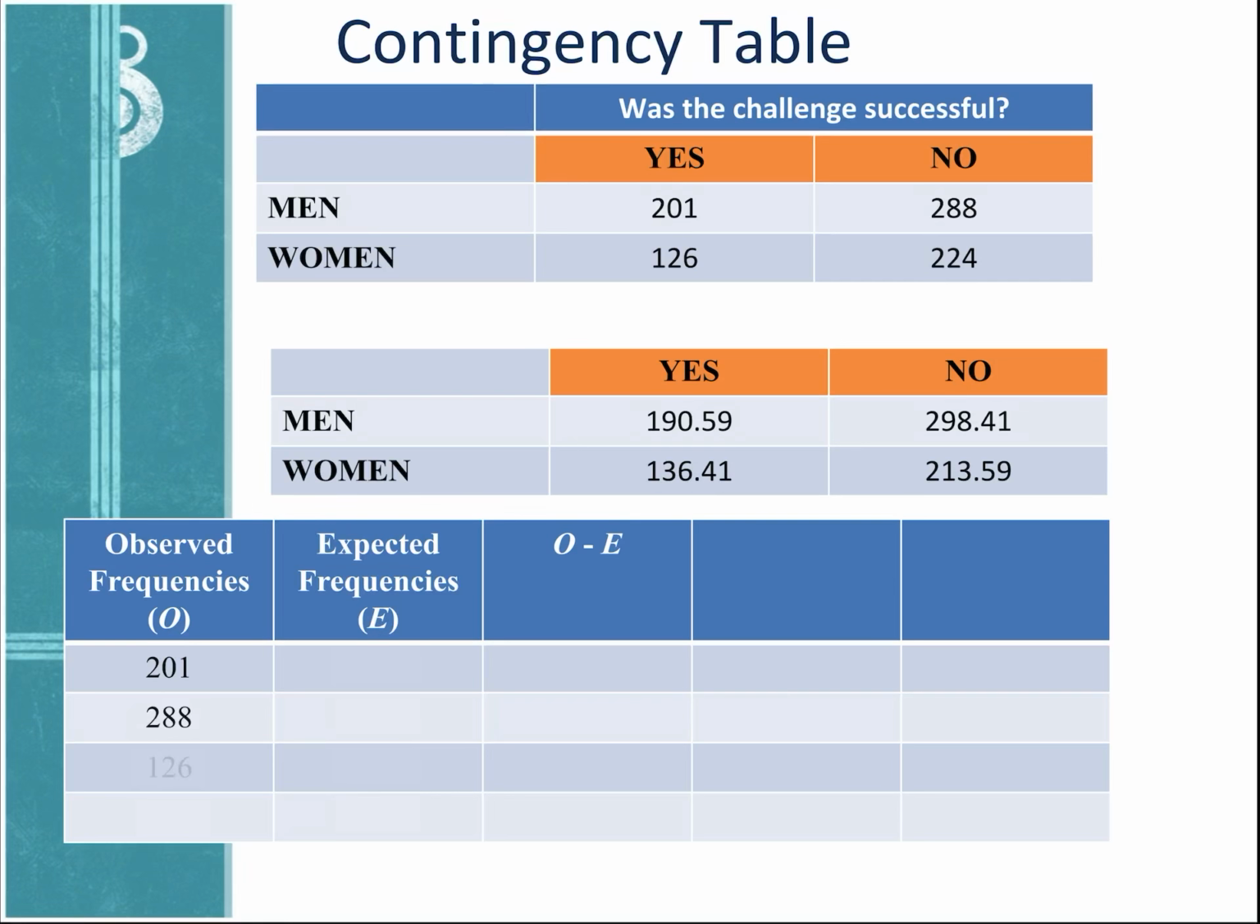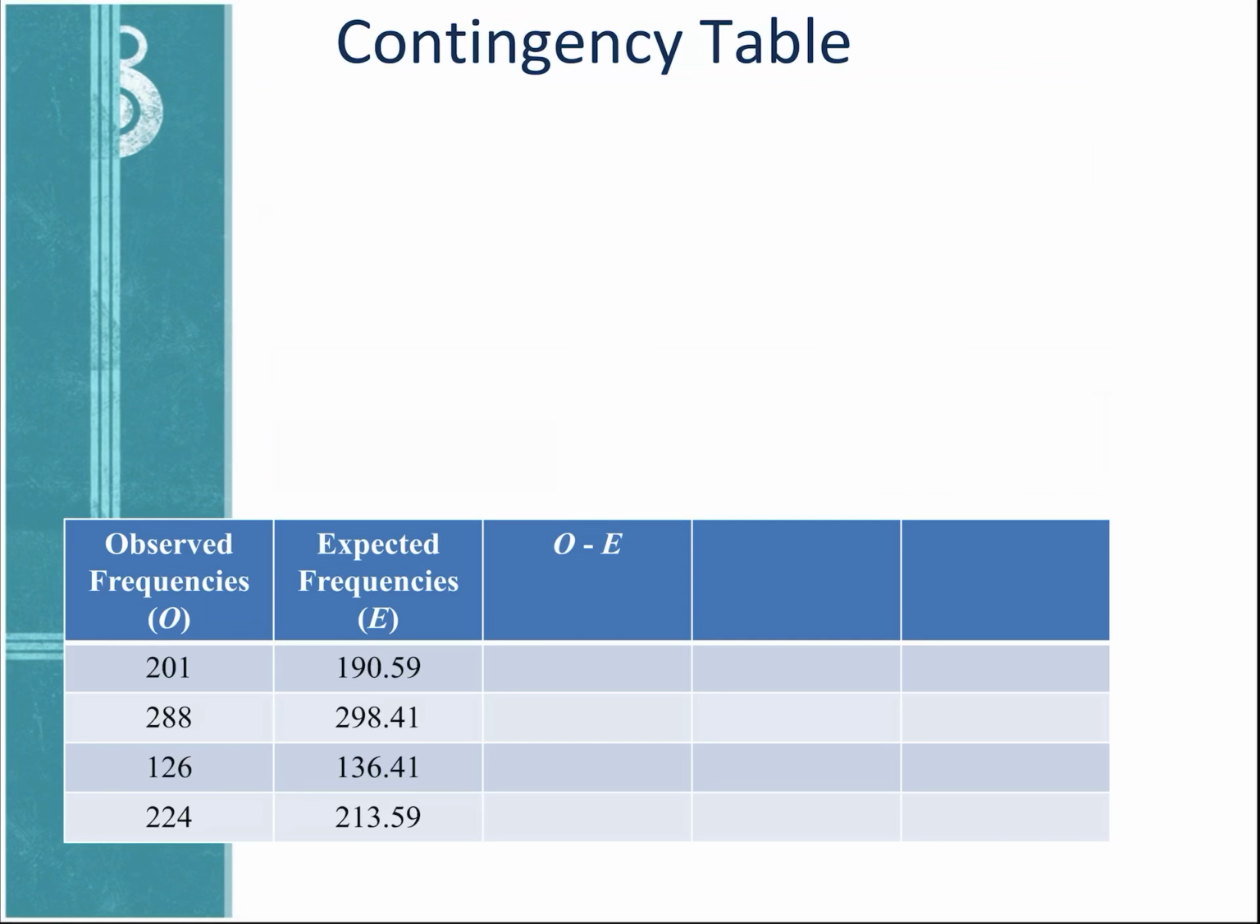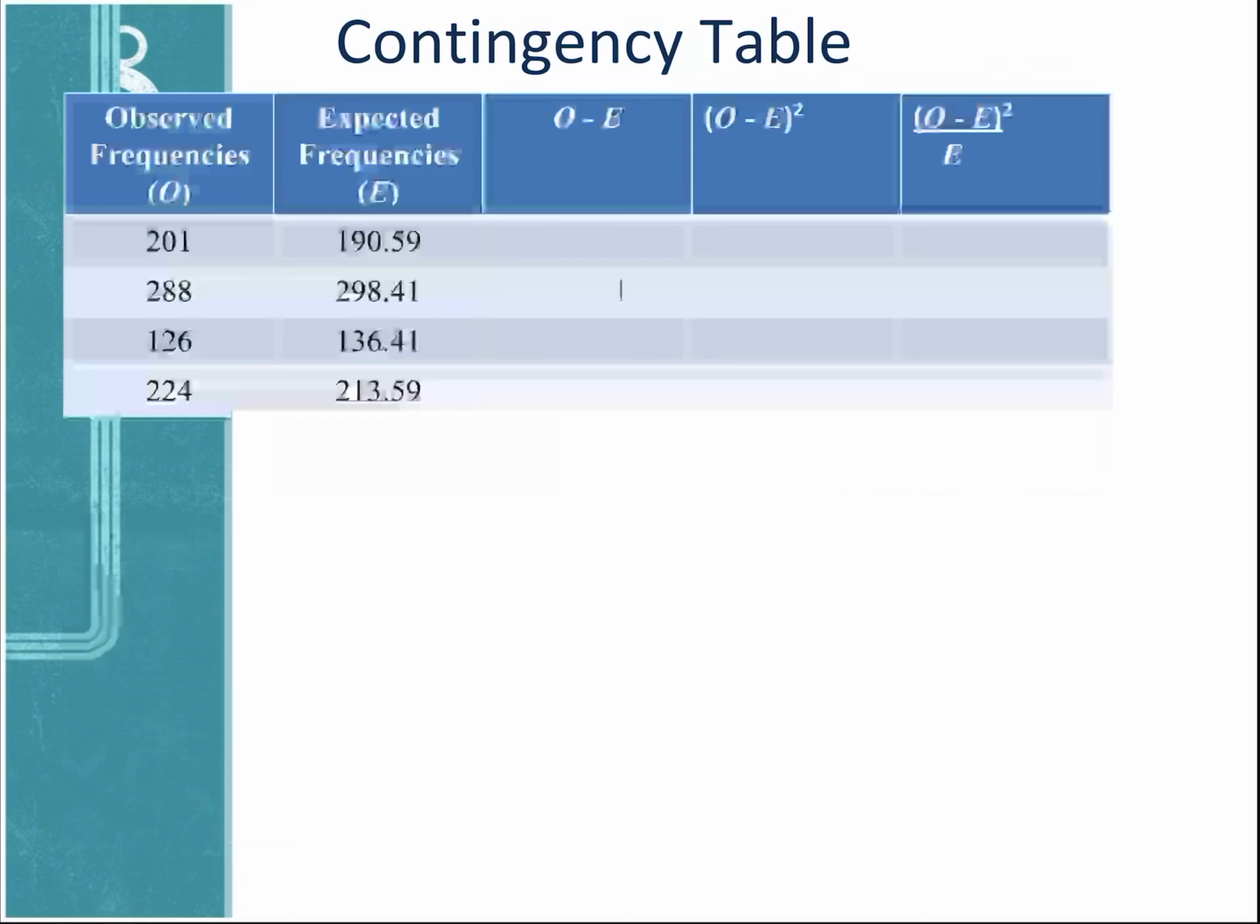So here we go. Scooching that up, we have our observed frequencies all listed. That's the 201, 288, 126, and 224 going along row 1 and then along row 2. And the corresponding expected frequencies, 190.59, 298.41, 136.41, and finally 213.59.